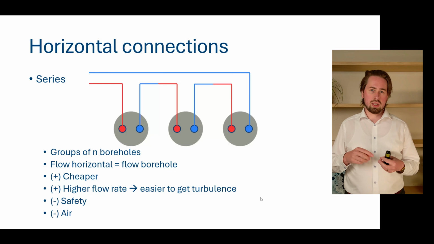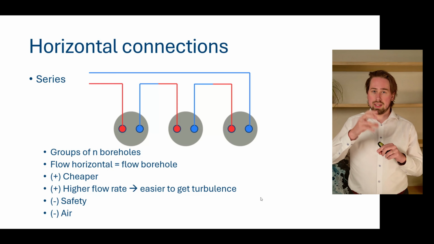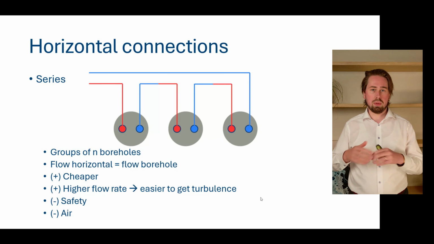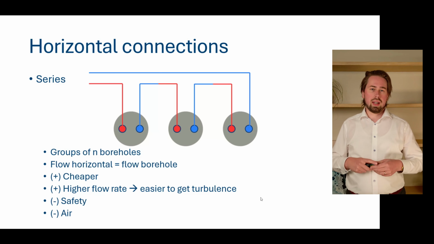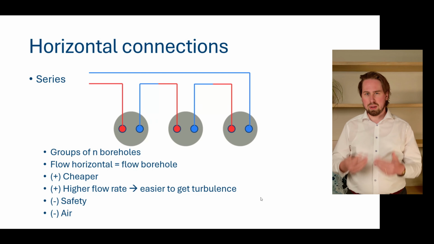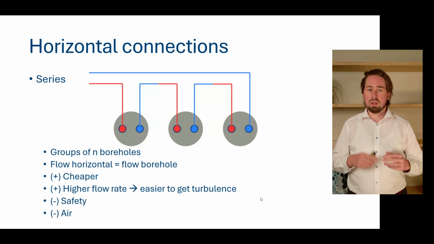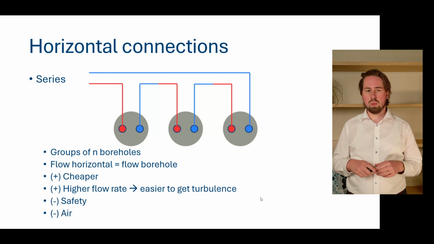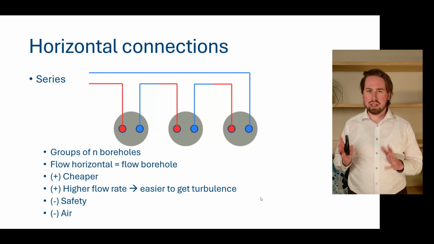So one way to do this is to place vents on the higher connections to get the air out as much as possible before closing up your system. On the other hand, you can also just pump for a long time and with a very high flow rate to get the air out of it. But that's something to be aware of. So these were the 4 different types of horizontal connections.